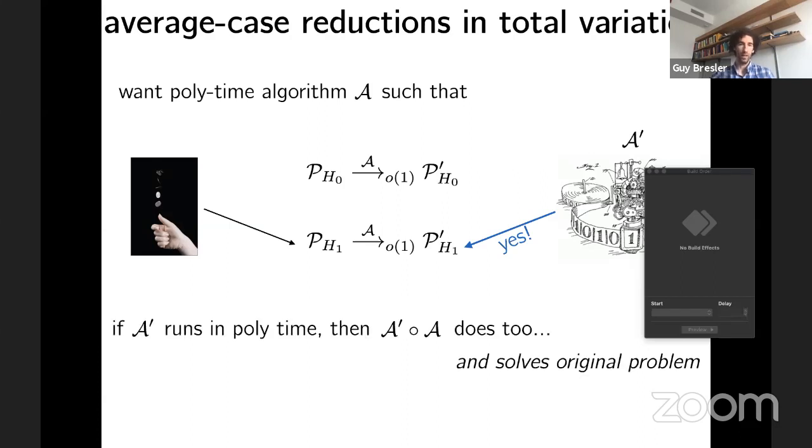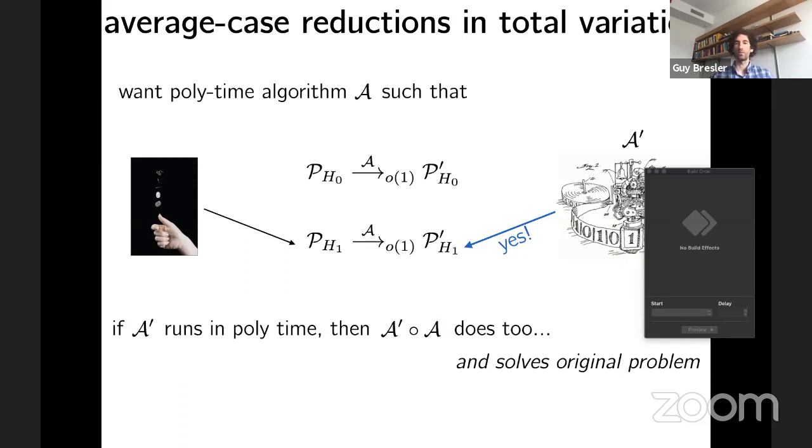means. Okay, now an important note, of course, is that if A prime runs in polynomial time and the reduction itself runs in polynomial time, then the composition of these two algorithms also runs in polynomial time. And so if one has that A prime is a polynomial time algorithm, then one obtains a polynomial time algorithm for the original problem. And so this is a useful algorithmic transfer.